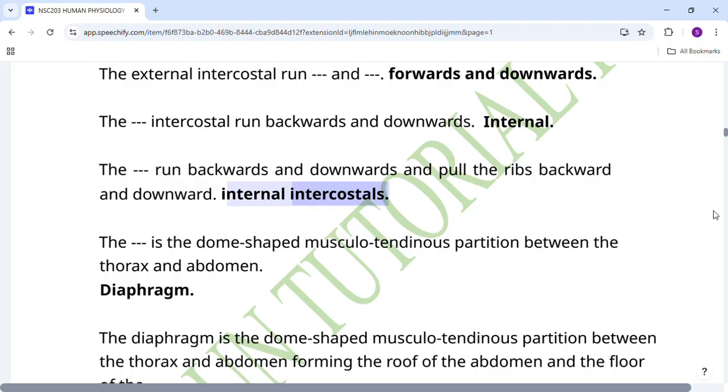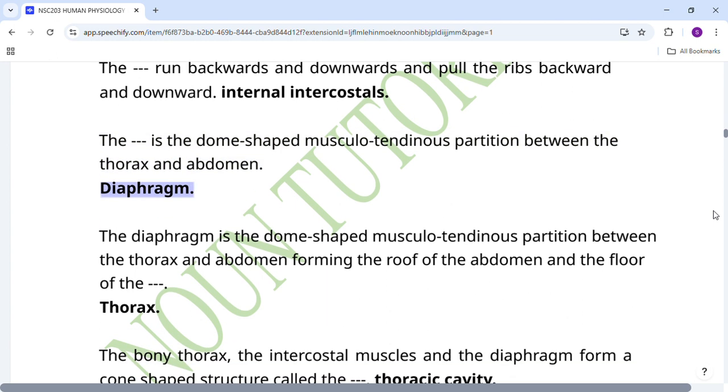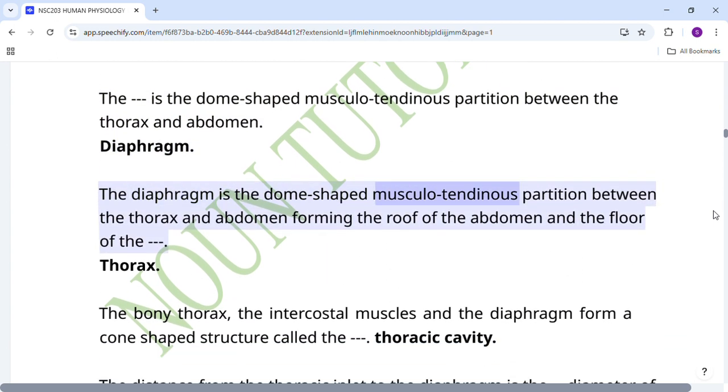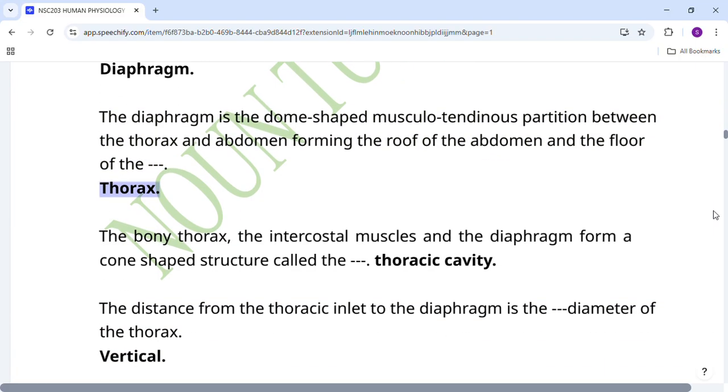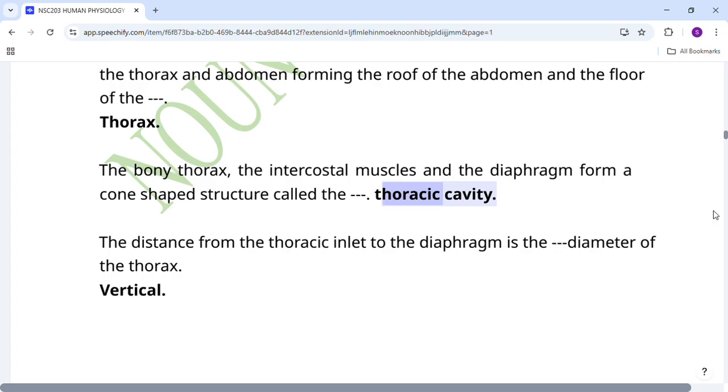The diaphragm is the dome-shaped musculotendinous partition between the thorax and abdomen, forming the roof of the abdomen and the floor of the thorax. The bony thorax, the intercostal muscles and the diaphragm form a cone-shaped structure called the thoracic cavity.